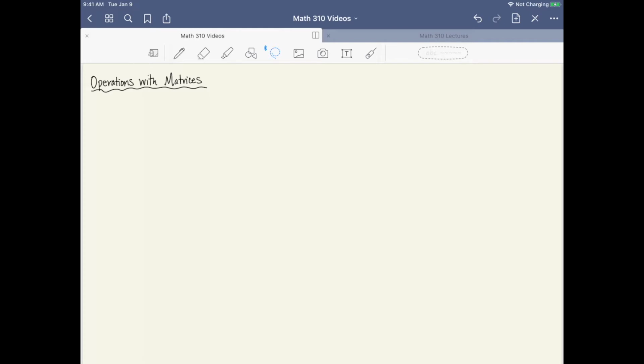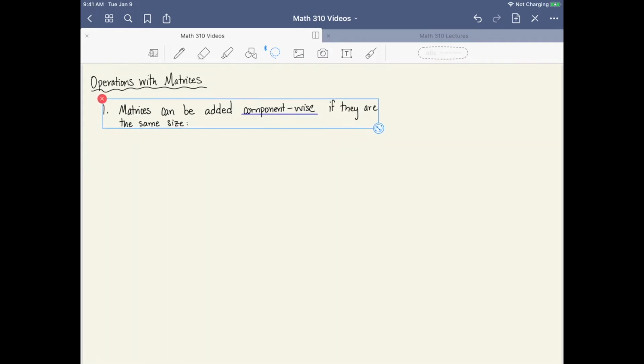So what are the ways that you write matrices and what can you do with them? Well, our matrices are going to be these boxes filled with entries, which are real numbers for us. And the first thing that you can do with matrices is you can add them. And you add them component-wise, but only if those matrices are of the same size, meaning the same dimension.